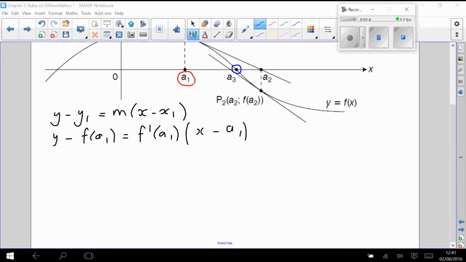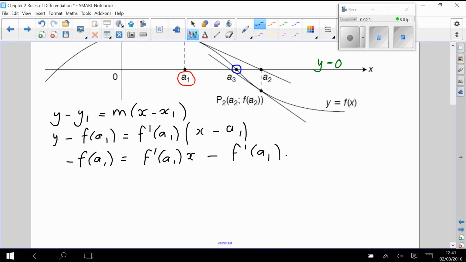As I'm looking for an x-intercept, I know that that's going to be on the y equals 0 line. And so in my next step, I'm going to make y 0. I'm also going to distribute the derivative into the bracket. If y is 0, on the left-hand side, I'm just going to have minus f at a1, and then on the right-hand side, I'm going to have the derivative at a1, all times by x, minus the derivative at a1, all times by a1.